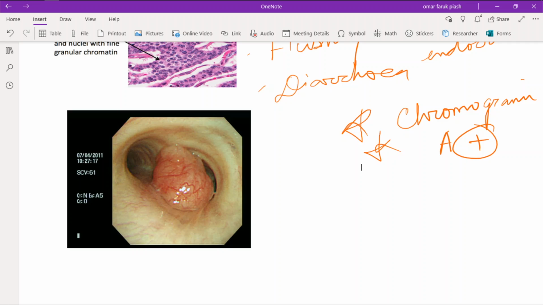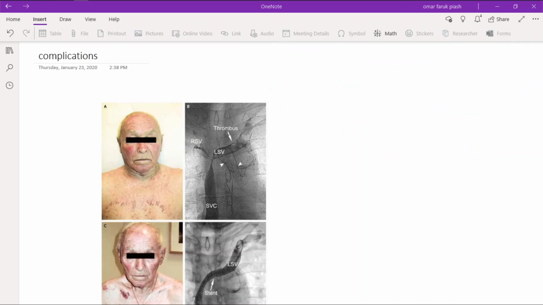Now I would like to discuss all the complications of lung cancer, starting now. First of all, this is superior vena cava syndrome. This is the first complication in lung cancer, superior vena cava syndrome.